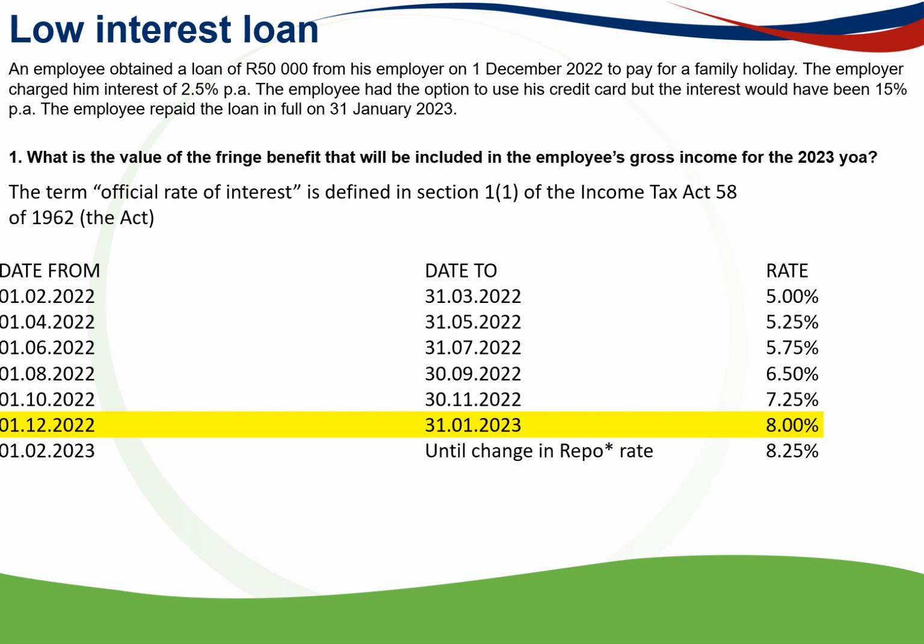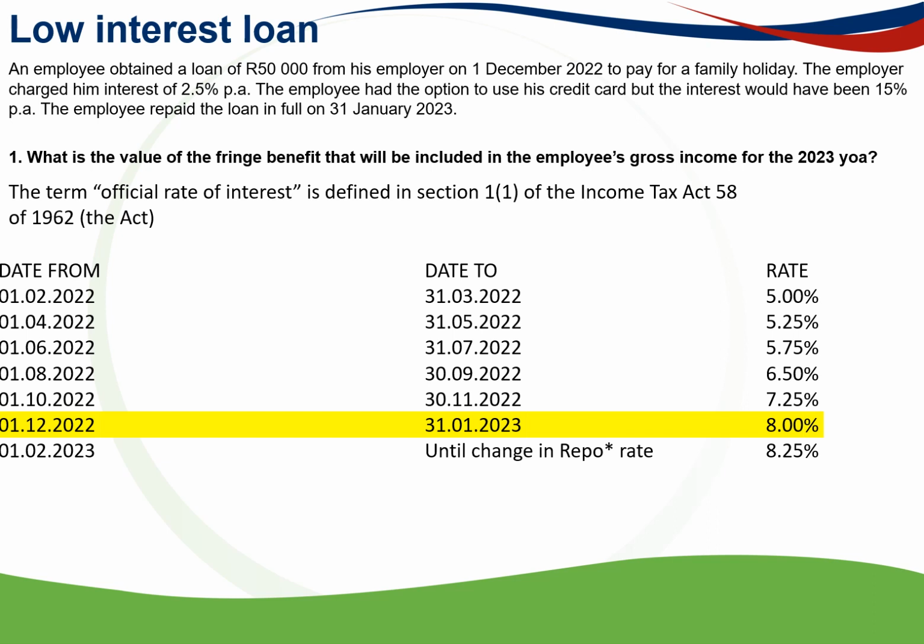What is the value of the fringe benefit that will be included in the employee's gross income for the 2023 year of assessment? The official rate of interest must be used to calculate the benefit because this is a low interest loan, only 2.5%. If we look at the tables below, the official rate of interest as obtained from the SARS website between 1 December 2022 and 31 January 2023 was 8%.